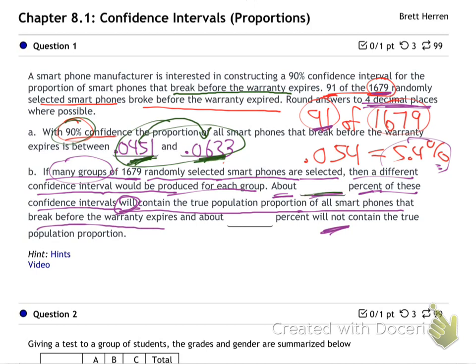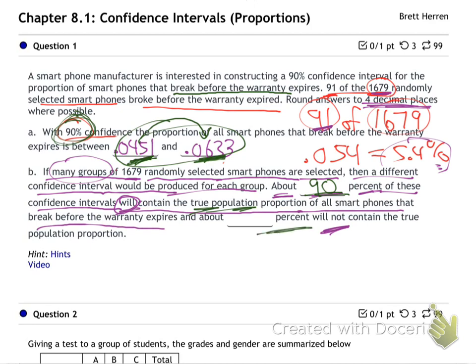So what do you put right here? 90. Yeah, 90. It's just whatever number they said there. 90% of the different intervals you do are going to have the true thing in them. That's exactly what we're saying. 90% of the time, your interval is going to contain the real thing.